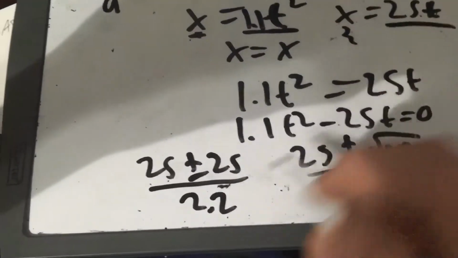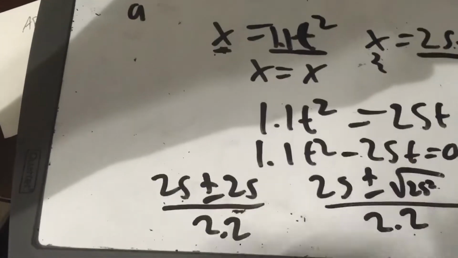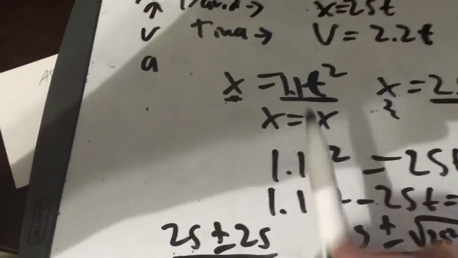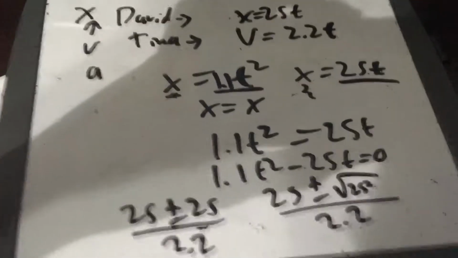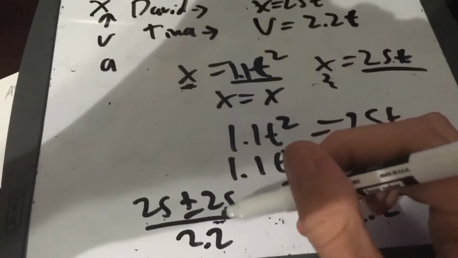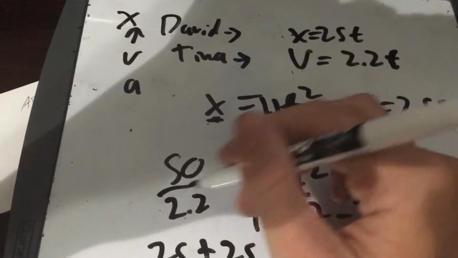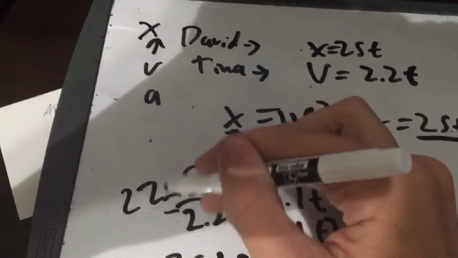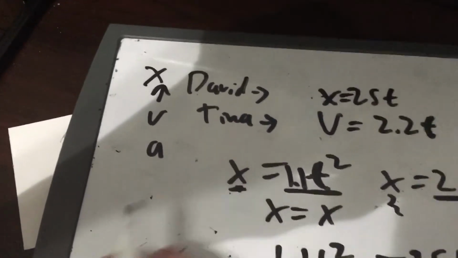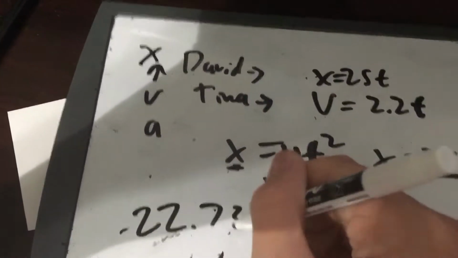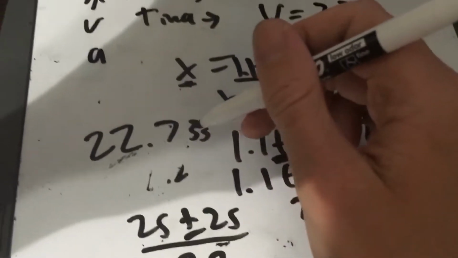And we have 25 minus 25 equals 0. 0 divided by 2.2 is 0, which means that their displacement is the same when time equals 0. And we already know that since they're starting in the same place. So if we add 25, though, we get 50 divided by 2.2, and this equals 22.73. I'm going to use 22.73 since I just showed you how I got that. 22.73 seconds, because that is time. So that's how long it takes for her to pass.